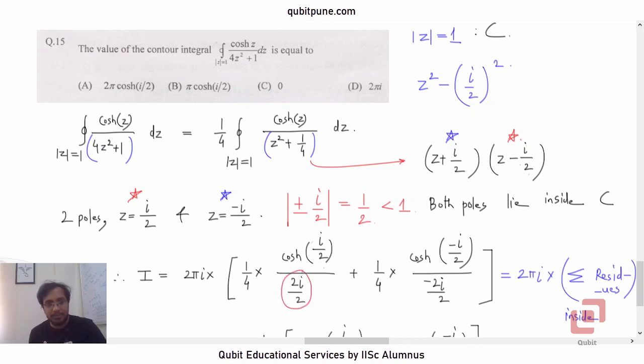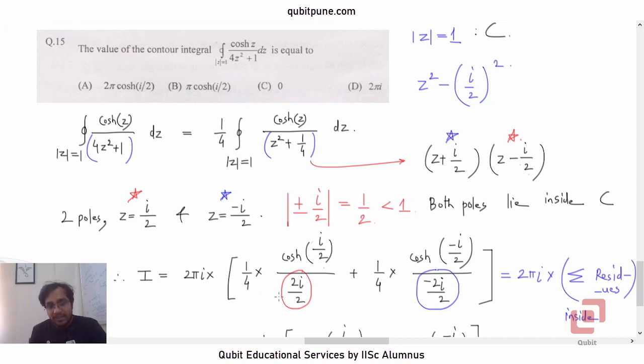This is for i/2 and this is for negative i/2. Okay, so we can now evaluate this. But if we want to save time, then it would be good if we know the properties of cos hyperbolic. Just like the circular cos, or cosine function, cos hyperbolic is also an even function, which means cos hyperbolic of i/2 and cos hyperbolic of negative i/2 should both give us the same value. That is a property of even functions, right?